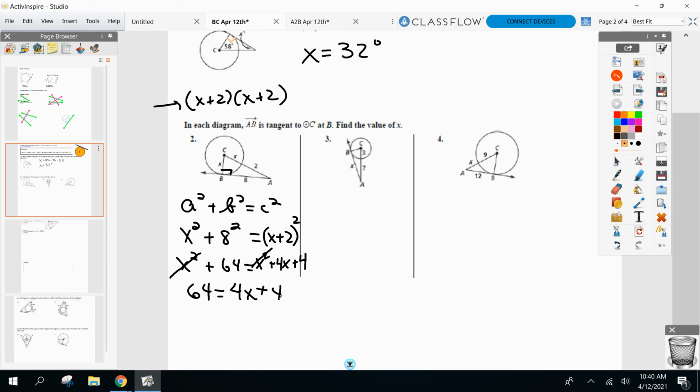And hopefully we get x equals 15. I'm not even going to ask. 15. So using that theorem gave me the right angle. And then since I was working in a right triangle, I could use the Pythagorean Theorem.